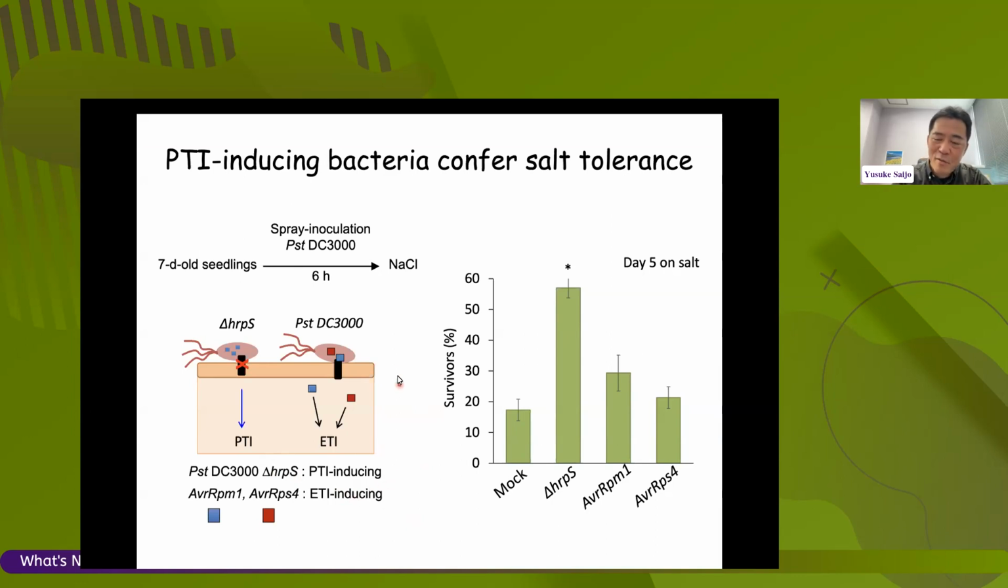no difference. But when they are exposed to salt stress after bacterial inoculation, then you see that increased salt tolerance is observed only when pre-inoculated with PTI triggering bacteria, but not ETI triggering bacteria. So indicating that PTI activation is good at enhancing salt tolerance, but not ETI. So ETI may be too much for defense activation, but not good for salt tolerance.